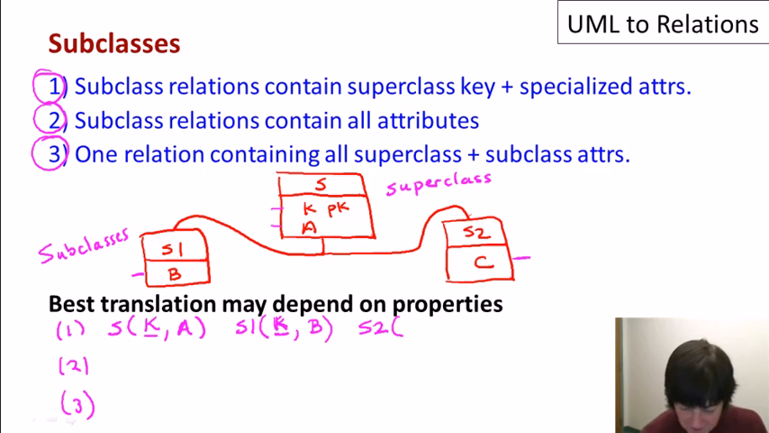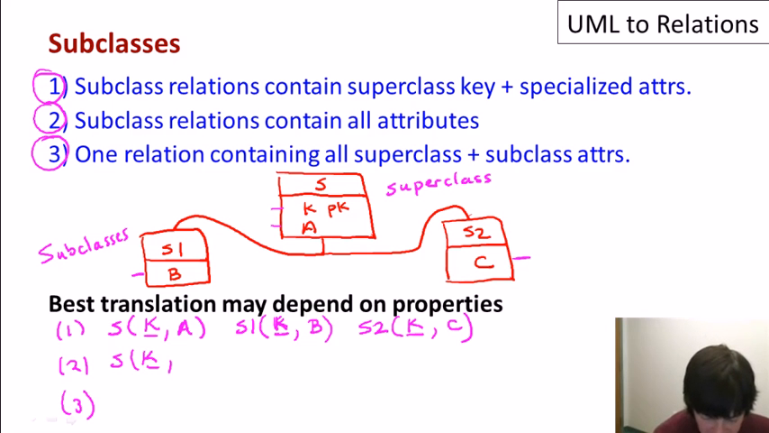And then finally, S2 will be similar. It will have the key for the superclass and attribute C. Again, what this will require is some assembly to get all attributes of the subclasses. Now let's look at the second translation. We still have the superclass, and our subclasses now are going to contain all of the attributes that are relevant.